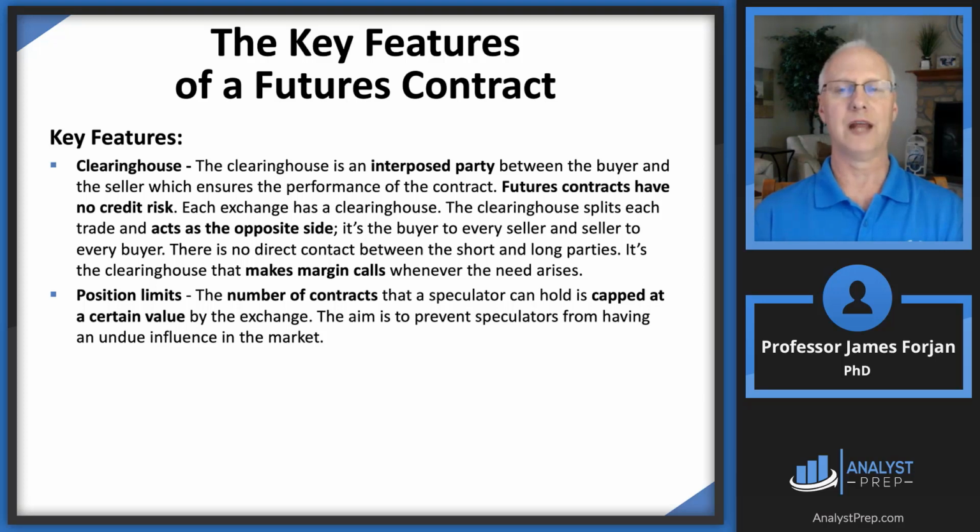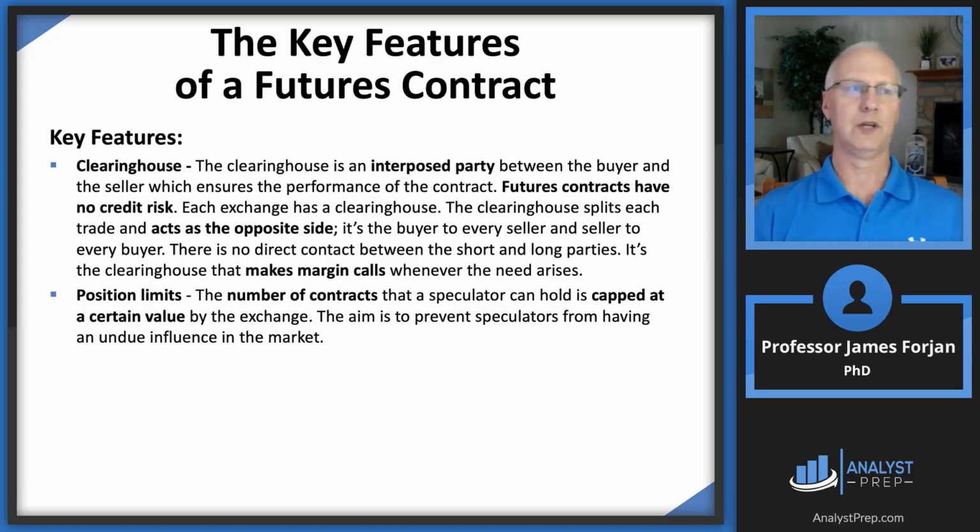There's also a clearinghouse that acts kind of as an intermediary. The clearinghouse writes a separate contract with the long position and the short position. What this does is substantially reduce credit risk. Essentially, the clearinghouse acts as the opposite side. So if we take the long position in a corn futures contract, then the clearinghouse will take the short position. And then they'll find a short position out in the market, and then they'll take the long position there. Of course, there's no direct contact between the short and long parties. I mean, that makes no sense because they can communicate with the clearinghouse. And it's important to remember that the clearinghouse is going to make those margin calls.